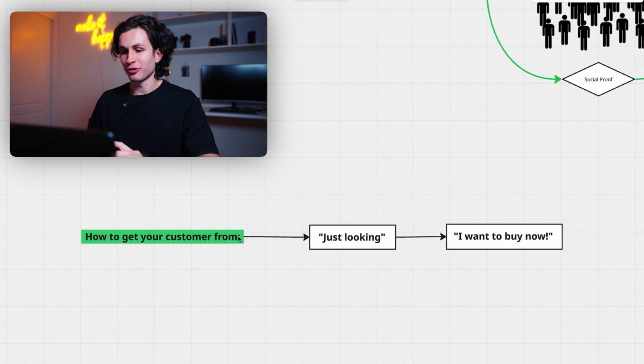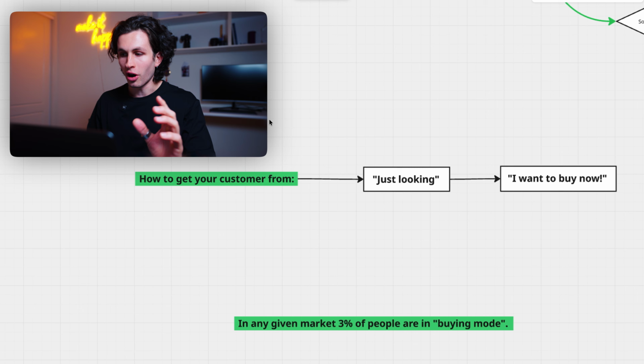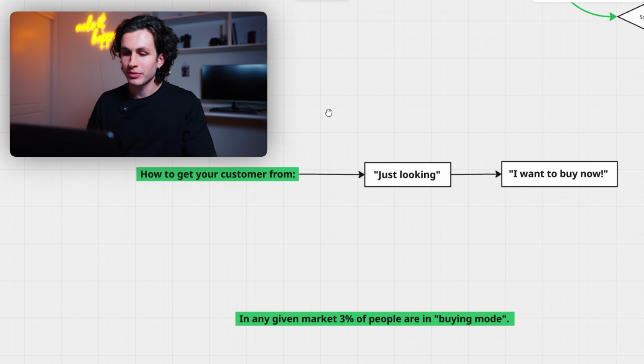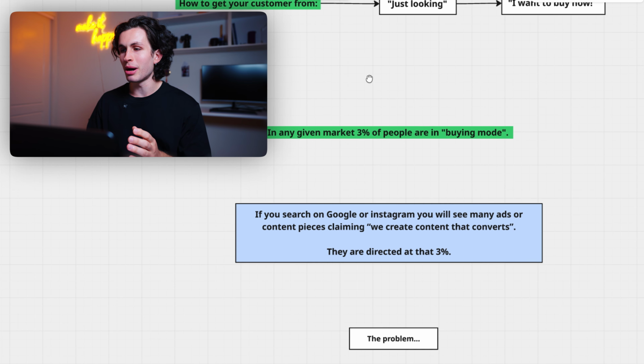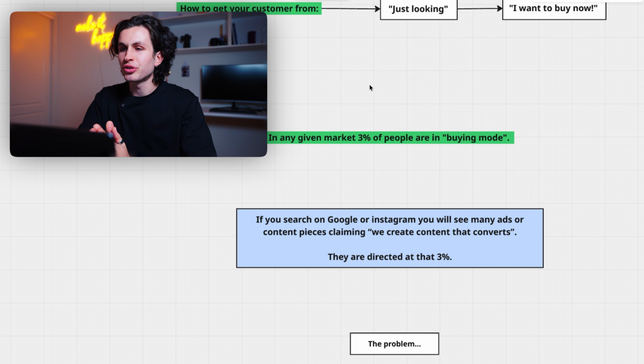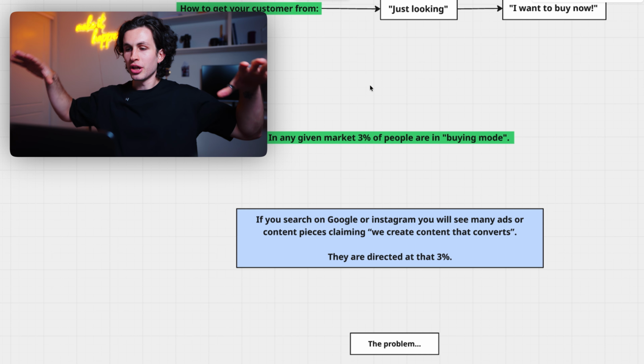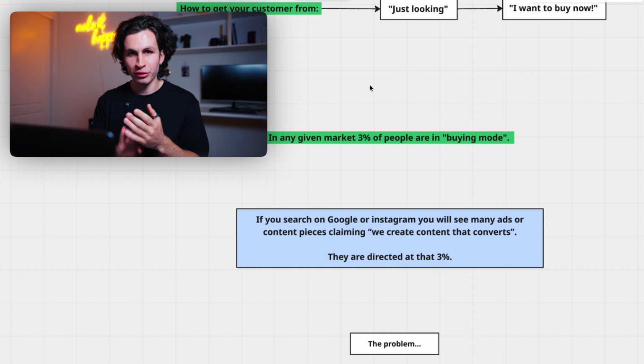This is how we're gonna get your customer from just looking to I want to buy now. In any given market, there are 3% of people who are in buying mode, okay? Right now, in any given market. So in your market, whether you're targeting tradies, whether you're targeting real estate agents, service-based businesses, whatever it may be, in every given market, there are 3% of people who are in buying mode.